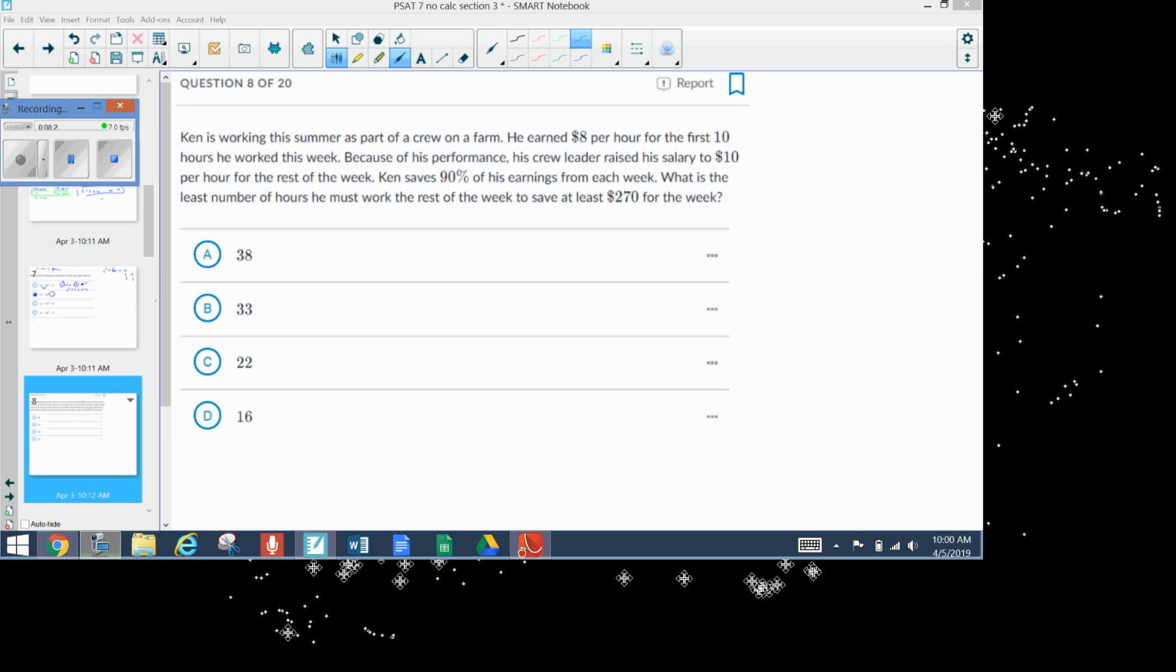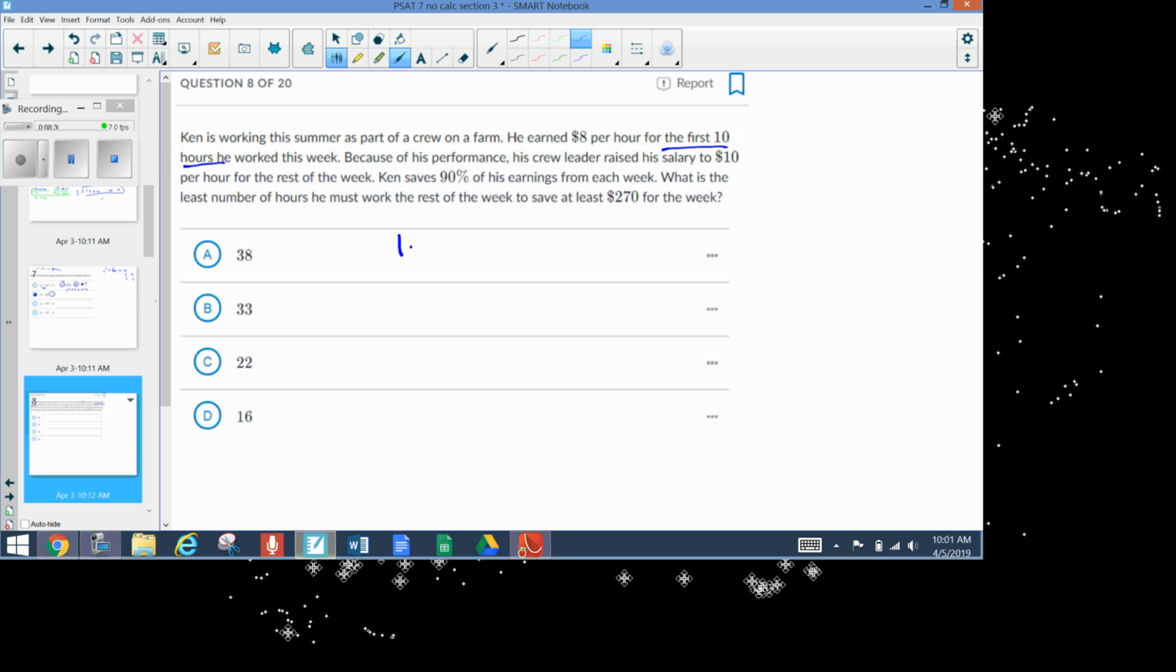This summer, he's working as a part of a crew of a farm. He earned $8 per hour for the first 10 hours. Okay, first 10 hours he worked for $8 per hour. And then because of his good performance, the crew leader raised his salary to $10. He got $2 more per hour. $10. We're looking for how many more hours he's going to work, I think. Let's check. Okay, $10 an hour, rest of the week.